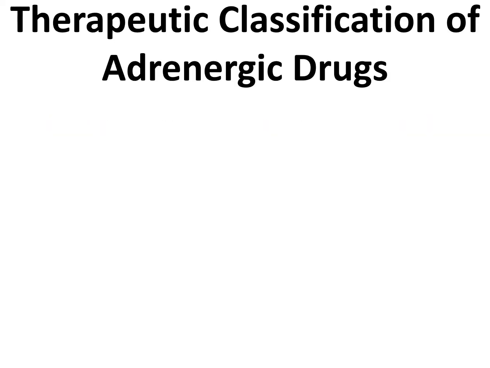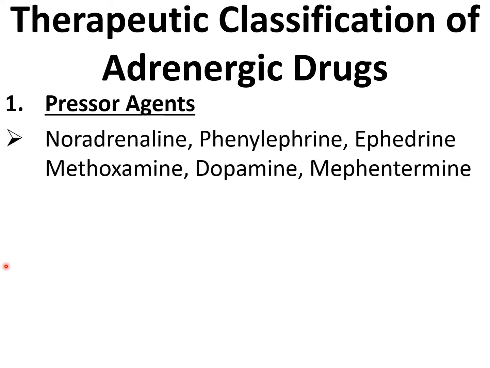Now we have one more classification, which is about adrenergic drugs based on the therapeutic classification. Sorry, based on therapeutic indication. The first is pressor agents. So definitely pressor agents will have a predominant effect on alpha 1 receptor. So we have noradrenaline, phenylephrine, ephedrine, methoxamine, dopamine, mephentermine. And when you consider all these drugs, they predominantly have alpha 1 effect.